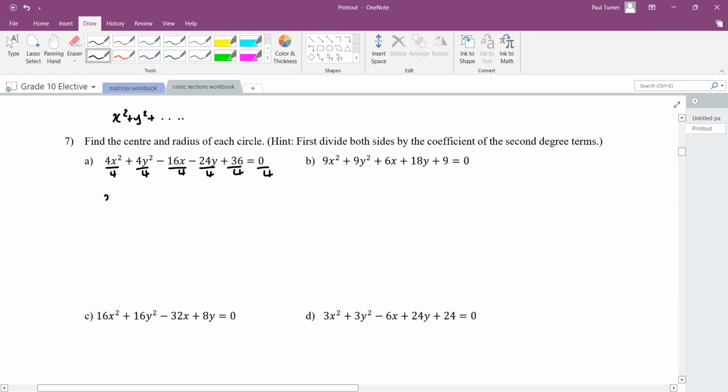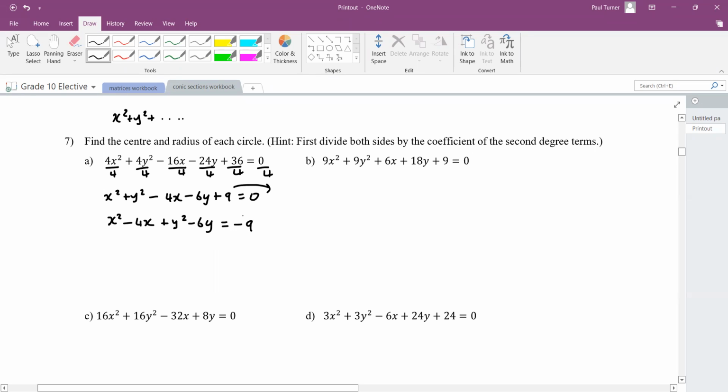So we'll end up with x squared plus y squared minus 4x minus 6y plus 9 equals 0. 0 divided by 4 is 0. So now it's in a much more manageable position to be able to complete the square. So as we've talked before, we'll group the x's together. So we'll have x squared minus 4x plus y squared minus 6y. And I'll stick the 9 onto the other side and make that minus 9.